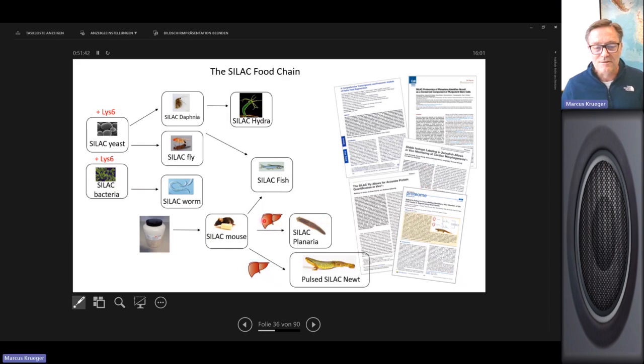Nevertheless, these were invented in the past and also shown here by these publications. And even the SILAC mouse liver was used to feed the SILAC planaria to get a kind of incorporation of heavy isotopes, and the newt, which has a high capacity for tissue regeneration, and we use that. Okay, and of course the fish can also be labeled. So that's basically kind of a SILAC food chain to introduce these stable isotopes into those living animals.